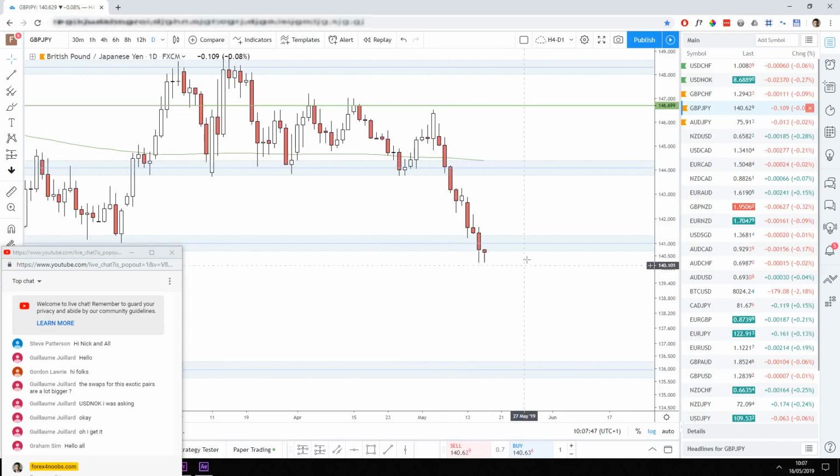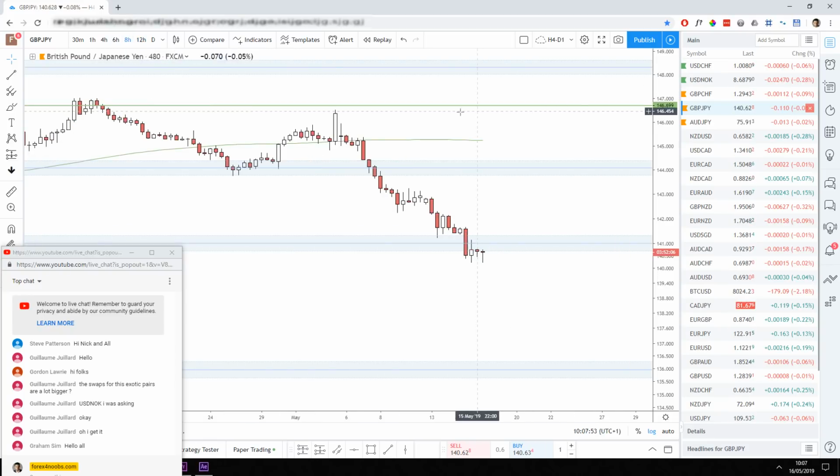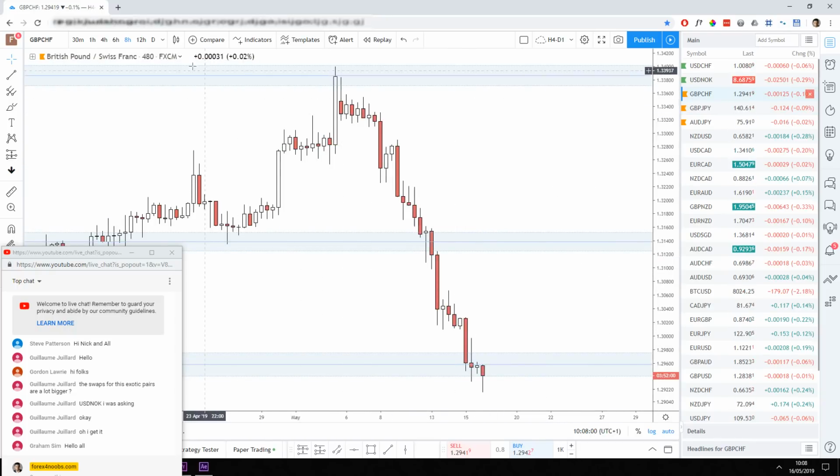So countering this is quite risky, but there is potential for a long trade here on the daily, even on the 12-hour, on the 8-hour if you want to. But obviously the lower you go for these kinds of reversals, the riskier the trade gets. And same for GBPCHF. You could trade it on the lower time frames, but again, the lower you go, the riskier it gets.